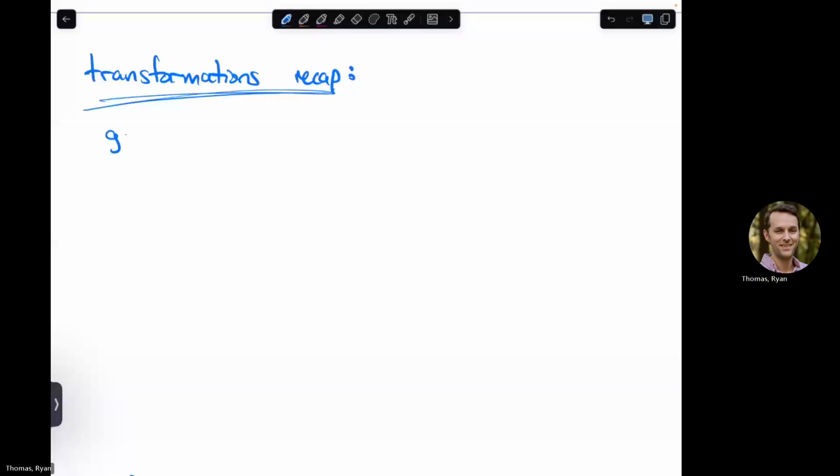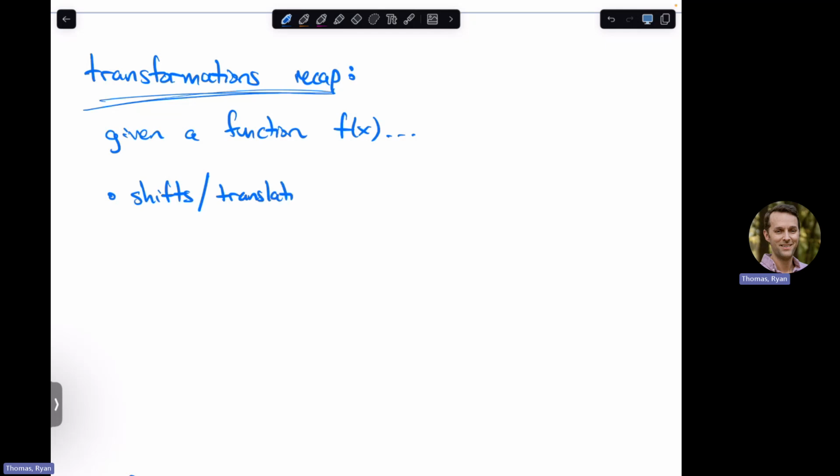Let's start by recapping all this transformation stuff that we've been talking about this week. So, given some function, let's call it f of x, the things that we've been looking at break into three basic types. Shifts, which are also called translations, which are basically like picking the graph up and moving it around.